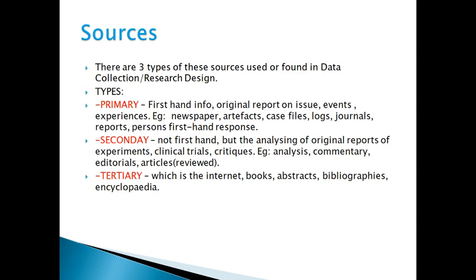So, finally and lastly, the sources. These are some basic things that people will ask in the paper for part one, which is research and design, which I'm telling you about. There are three types of sources used or found in data collection or research and design. And they are primary, which is first-hand information and the original reports on issues, events, experiences. These can be found in newspapers, artifacts, case files, logs, journals, reports, and a person's first-hand response.